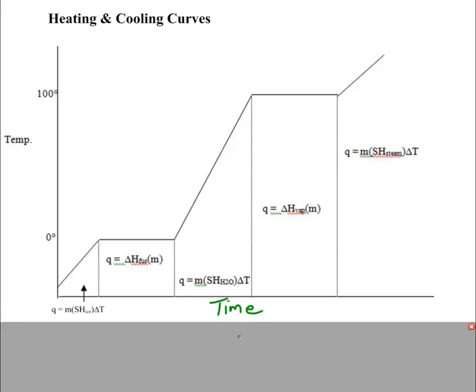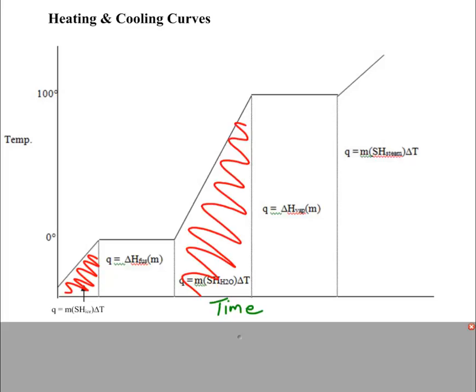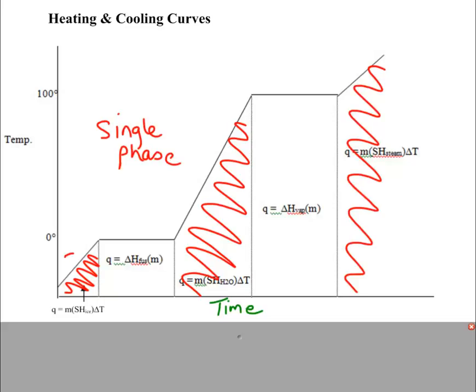As the temperature of a substance changes, so in this region here temperature is changing, in this region here temperature is changing, and in this region here temperature is changing. These are all single phase. So this phase is solid, this phase is liquid, this phase is gas. Temperature will only change in a single phase.